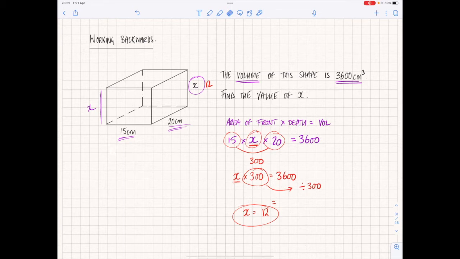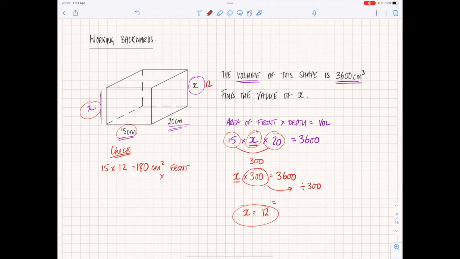Let's check that. Okay, so let's make sure that what we've just done is actually correct. Well, area of the front would be 15 times x. We're saying x is 12. So 15 times by 12. So by doing 15 times 12, I get an answer of 180. And then you're times in that, so that's your front.